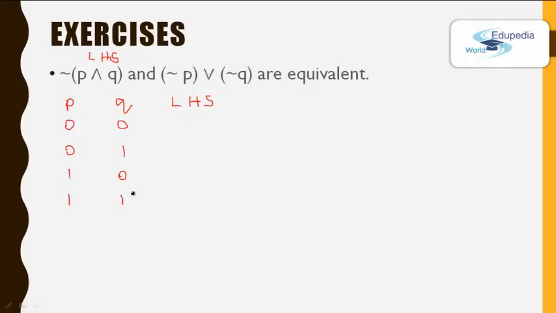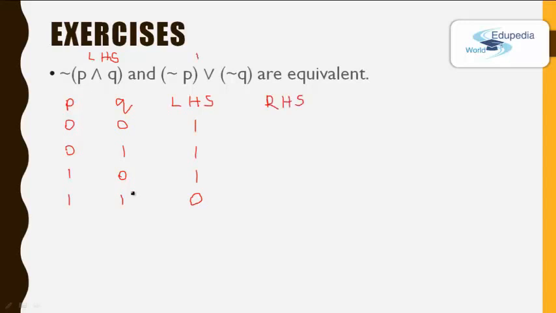So in here, in the truth table, 0 and 0 is 0 and the negation is 1. 0 and 1 is 0 and the negation is 1. 1 and 0 is 0 and the negation is 1. 1 and 1 is 1 and the negation is 0. Now for the right hand side.